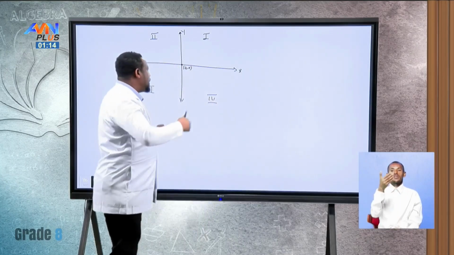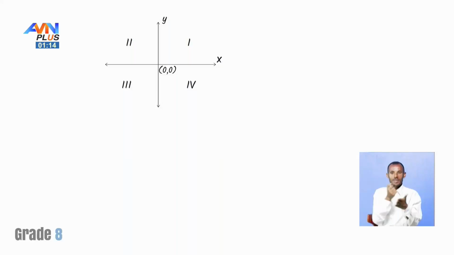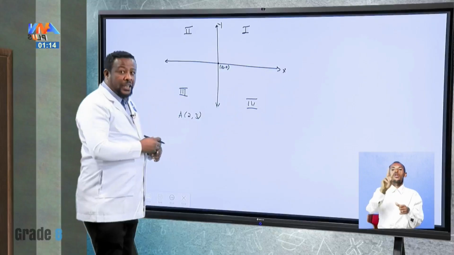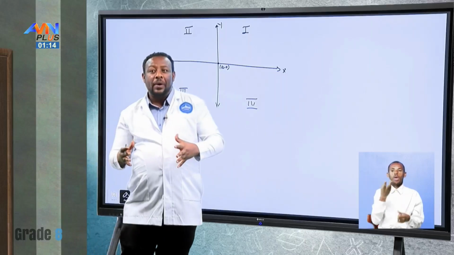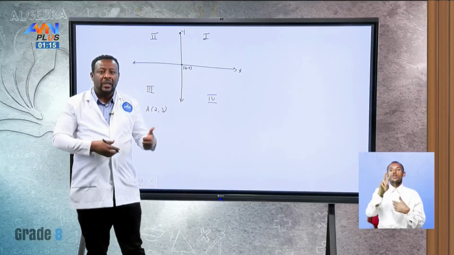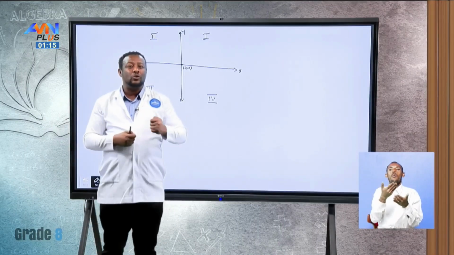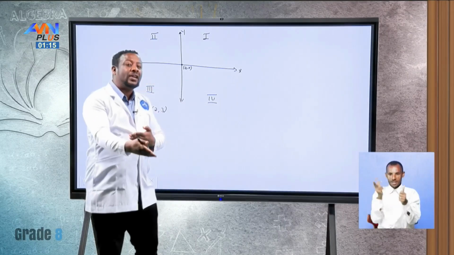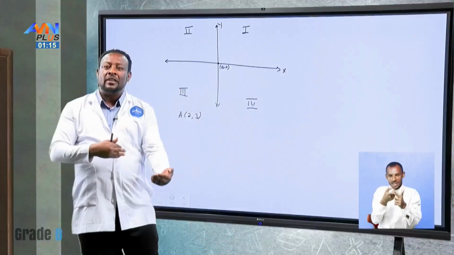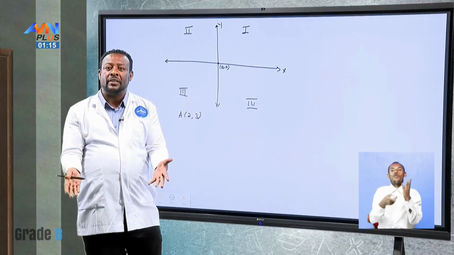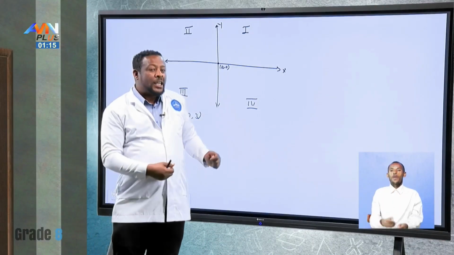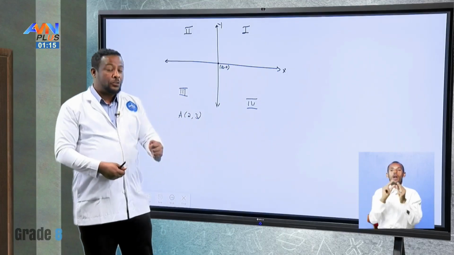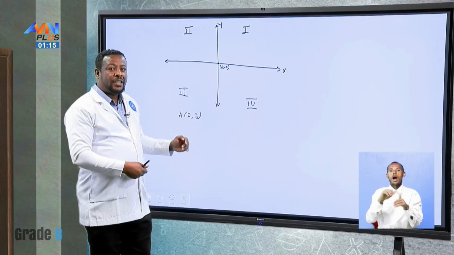Good. If you take a certain point, say the point is 2, 3, if we have an ordered pair containing 2, 3, where do you think this 2, 3 is found? Is it in the first quadrant, second quadrant, third, or fourth? Well, this point is found in the first quadrant. You remember how we did this thing?